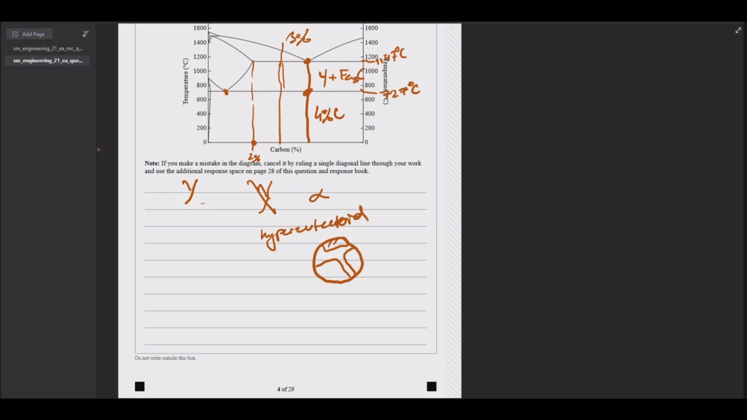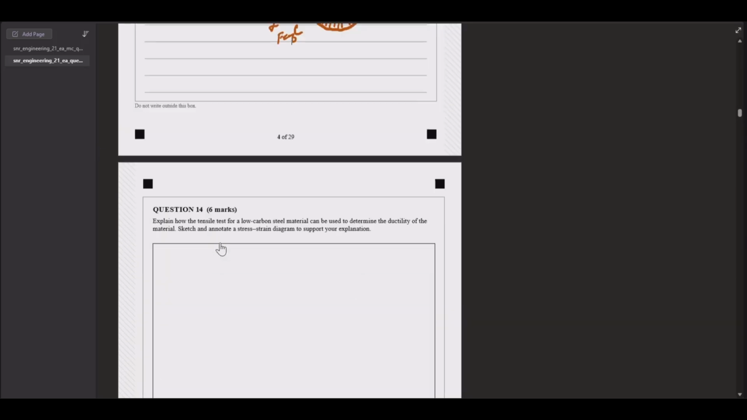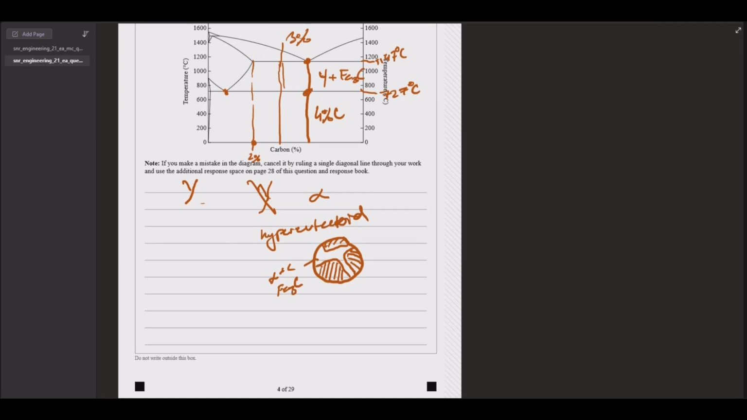So we're going to have the ferrite forming the lamellar lines with the cementite, and then all the carbon from the austenite is going to join with the ferrite to make more cementite. It would be a good idea to read the marking scheme for that.